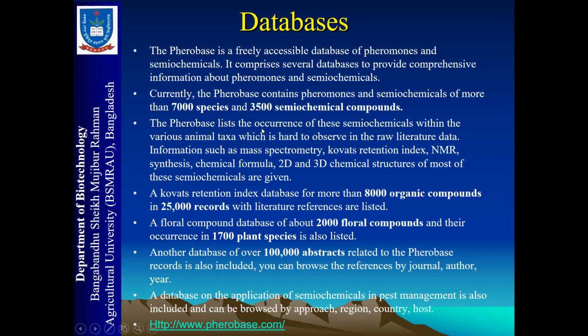The Pherobase lists the occurrence of these semiochemicals within the various animal taxa, which is hard to observe in the raw literature data. Information such as mass spectrometry, Kovats retention index, NMR, synthesis, chemical formula, and 2D and 3D chemical structure of most of these semiochemicals are given and included in the Pherobase. Do you know what NMR is? Can anyone tell me what NMR stands for?